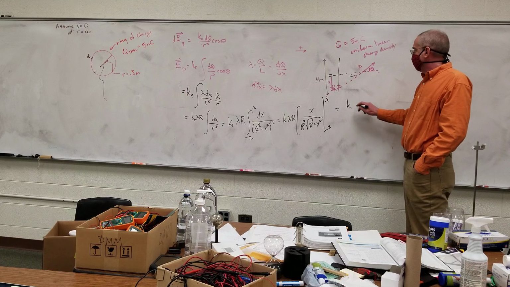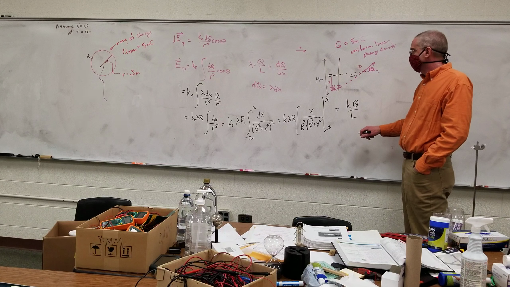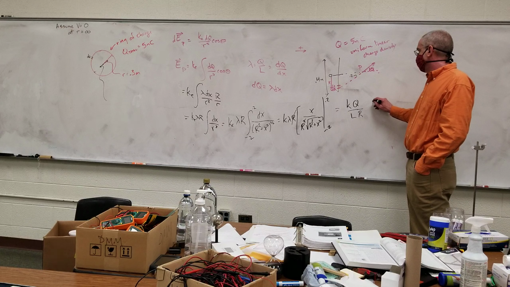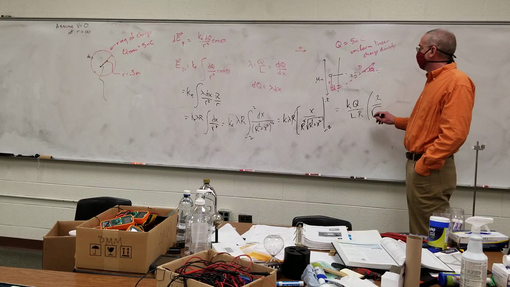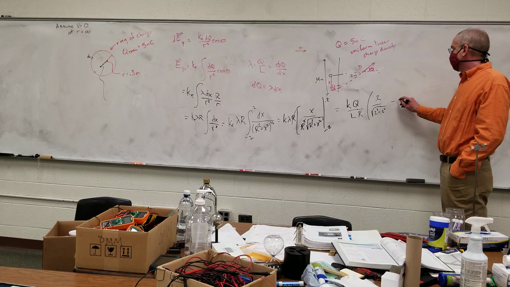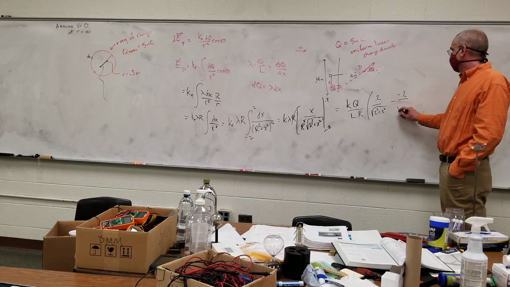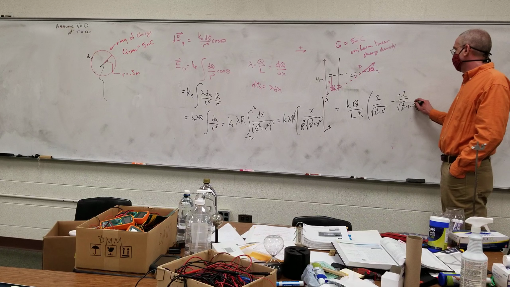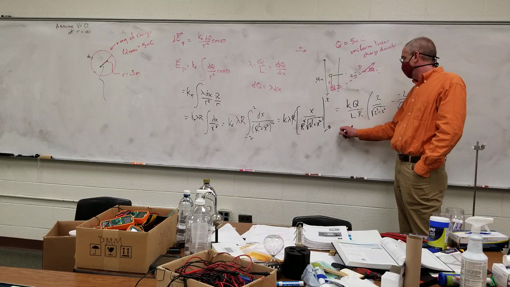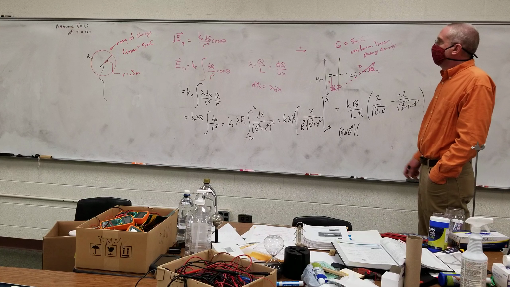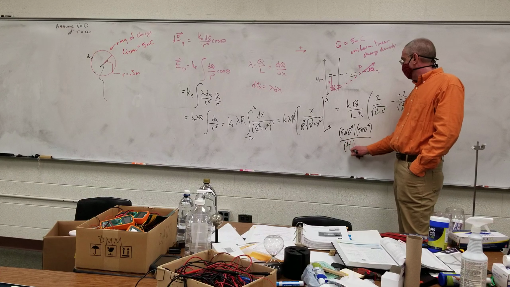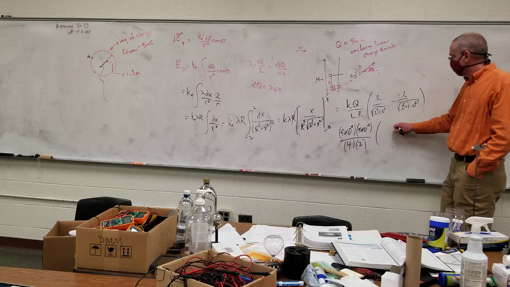So I got K times Q over L, that's my lambda. That R cancels out with one of those, and so I also have a big R on the bottom. And then 0.2 over the square root of 0.2 squared plus 0.2 squared, minus negative 0.2 over square root of 0.2 squared plus negative 0.2 squared. And this over here becomes 9 times 10 to the 9th. Q is 5 nanocoulombs, so 5 times 10 to the negative 9th. L is 0.4, and big R is 0.2 times that.